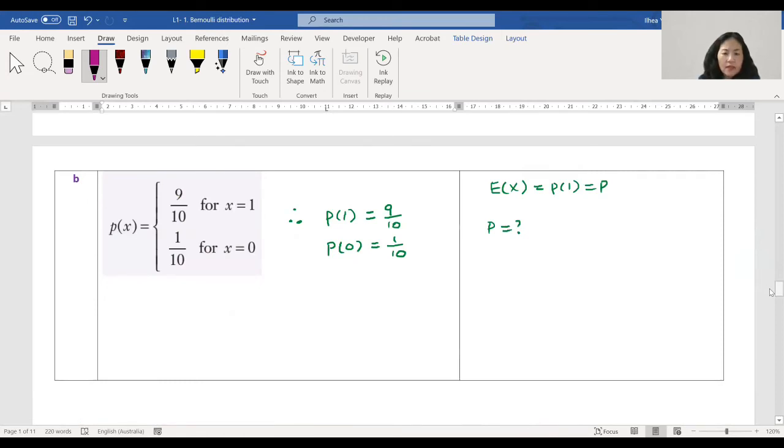Okay, this is another expression that we can use for the Bernoulli distribution. X equals 1 is our success. X equals 0 is our fail, which is Q. E of X is success. Therefore, P equals 9 over 10.